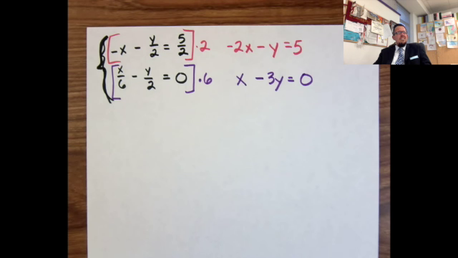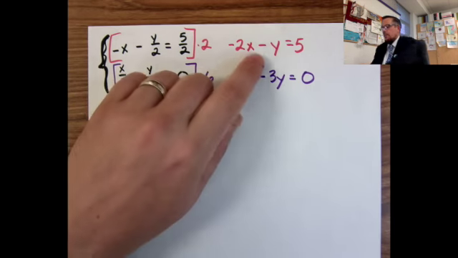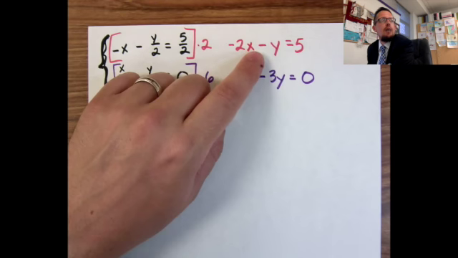Unfortunately, I can't eliminate anything right now. There's no addition to do. So let's multiply again. Could I do another multiplication that would help me eliminate something? What is it? Multiply the top by 3? You're close. It's got to be a negative 3 because I need this negative y to turn into a positive 3y.